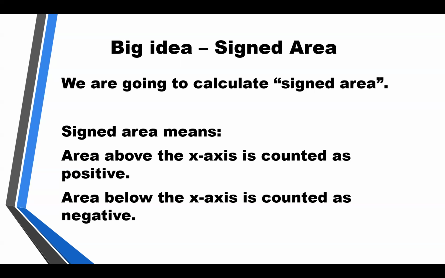a negative. So signed area is often referred to as area under the curve because the orientation of the area under the curve when our curve is above the x-axis is positive. But again, if it drops below the x-axis, we're counting that area between it and the x-axis as negative.